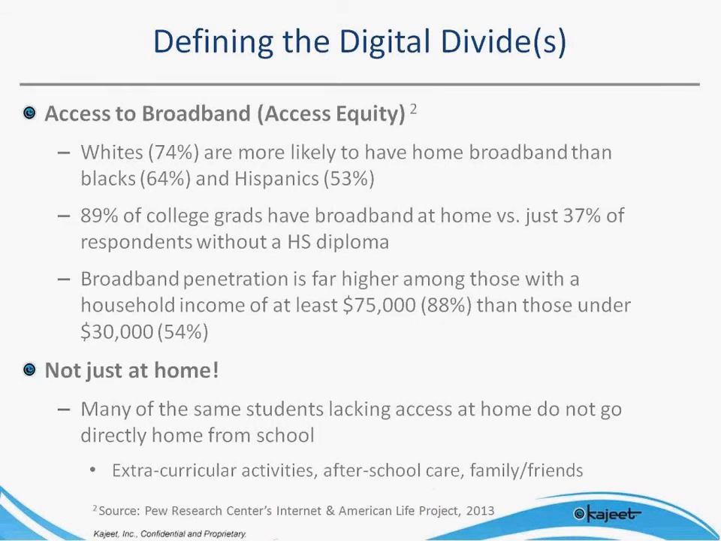Many of the same students that do not have access at home also don't go directly home from school. Especially when you look into disadvantaged families where both parents might be working, or it's a single-parent family and that single parent is working. There may not be anybody at home, and so students may be engaged in extracurricular activities, school care programs. They may actually be working their own job in the afternoon or evening, or they may go stay with a family member or a friend. They can go home later on.